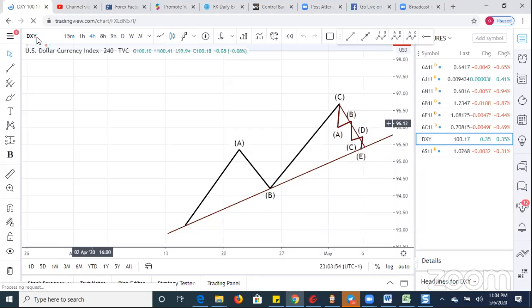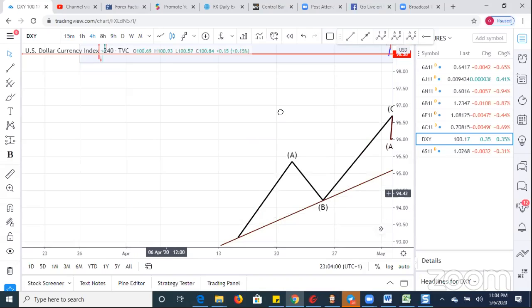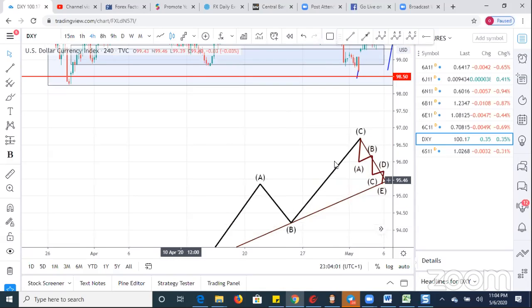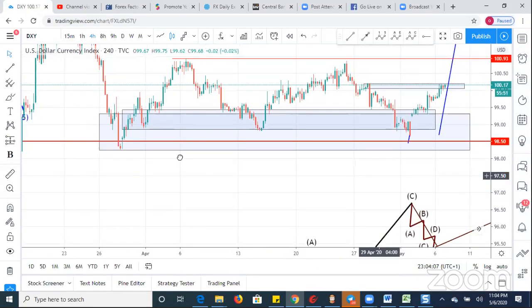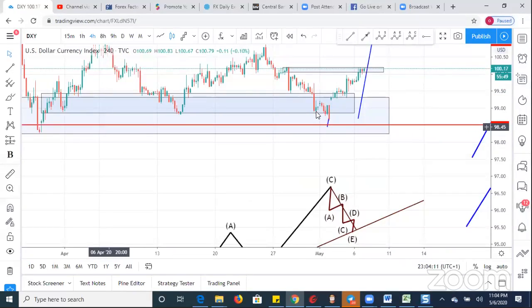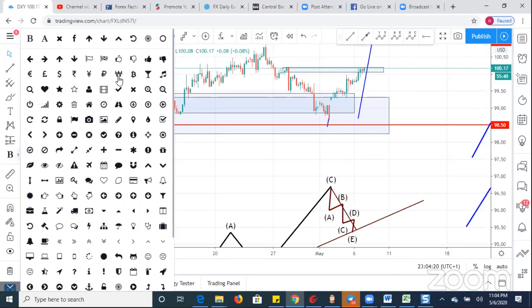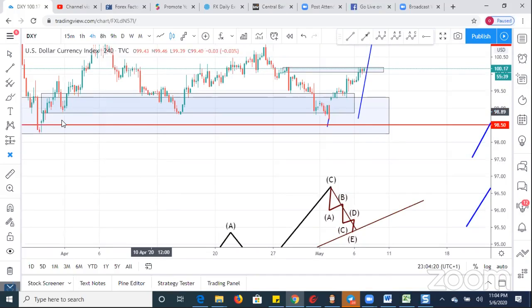My network seems to be slow. TradingView is not loading up as fast as I want it to. All right, so let's see. This was our markup on DXY. It took out liquidity on Friday. It took out these two liquidities on Friday. Let me use X. It took out these liquidities on Friday.